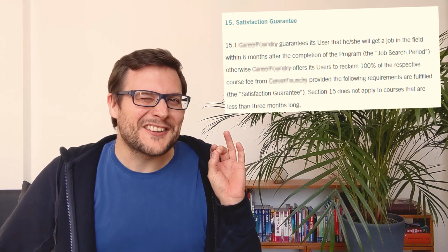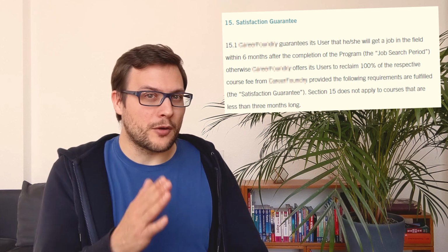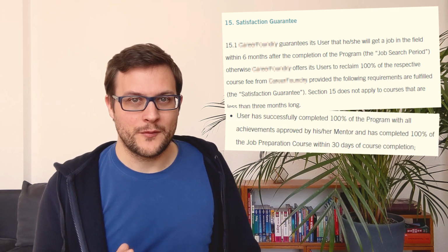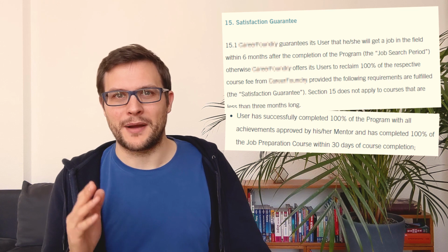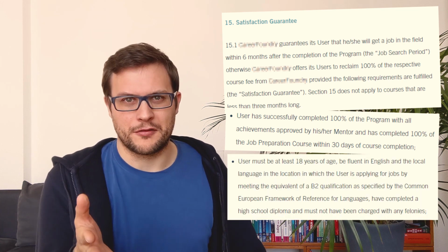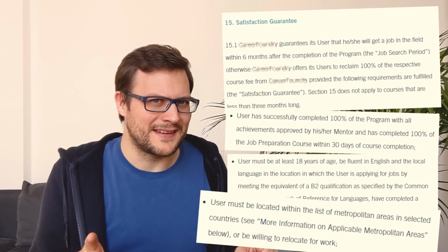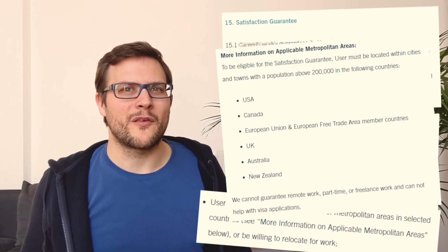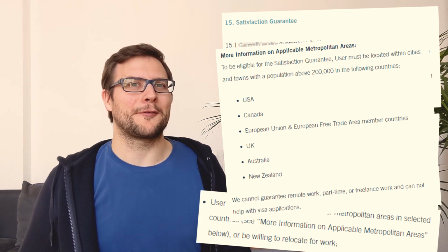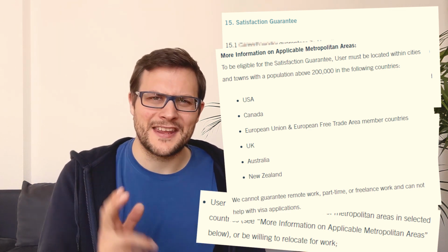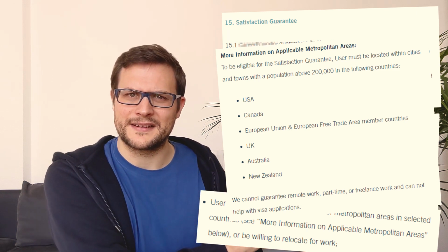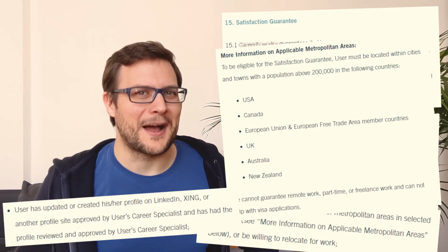The truth about the job guarantee, the devil is in the details. Let's read some of the terms of services. In order to get access to that sweet guarantee, you need to complete 100% of the program with all achievements, including the approval by the mentor. Fluency in English and the local language. This only counts for cities within the list of approved cities. These cities need a population above 200,000 people and must be in the following countries: USA, Canada, EU, UK, Australia, New Zealand. You need to have your online profiles updated.